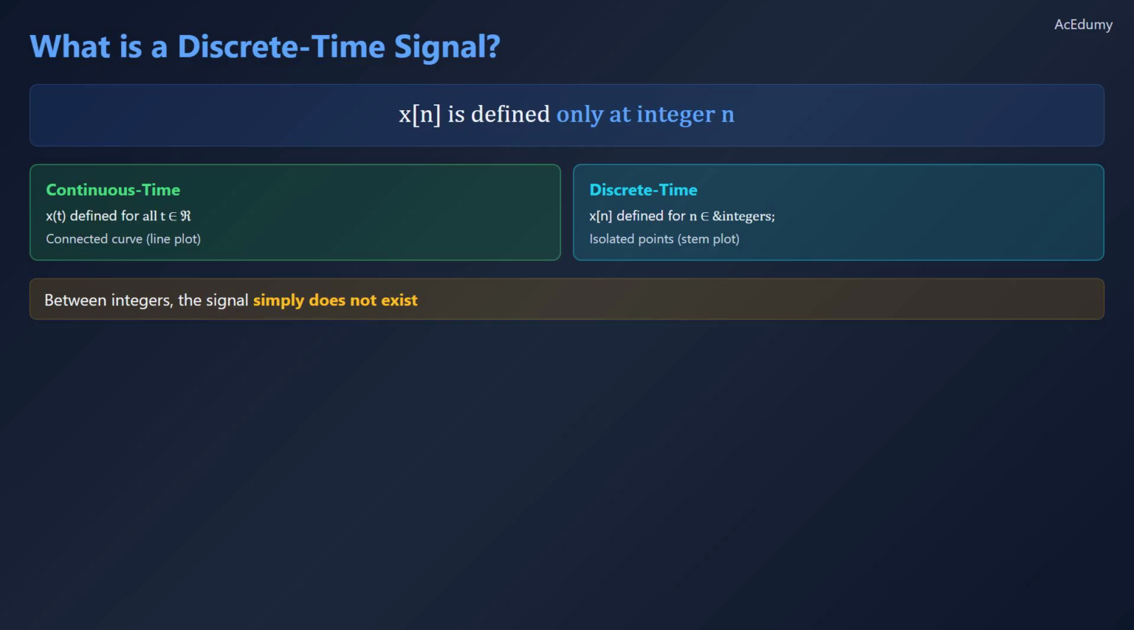In our first lecture, we worked with continuous time signals, where the signal is defined for every real value of t. Now we move to a fundamentally different type, discrete time signals. A discrete time signal, x of n, is defined only at integer values of n. Between these integers, the signal simply does not exist. We represent discrete time signals using stem plots, where each value appears as a dot at the top of a vertical line. This is very different from the connected curves we drew for continuous time signals.